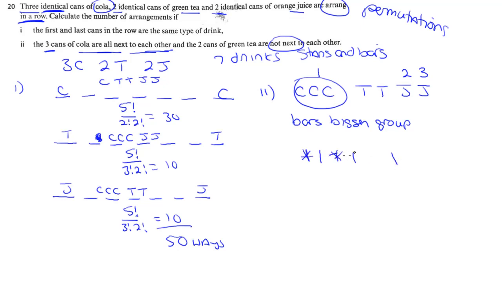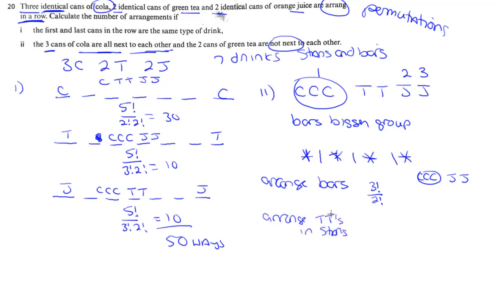Now what we've got to do is arrange the bars, and then we're going to place the T's where the stars go. So the arranging of the bars, well, that's the C block and 2 J's. That's going to be 3 factorial over 2 factorial. And then when I look at the stars, there's 4 of them, and I only got 2 T's. So I'm going to do 4P2, but the T's are identical, so I have to divide by 2 factorial. And now all I got to do is multiply this together, giving me 18 total ways for this to happen.